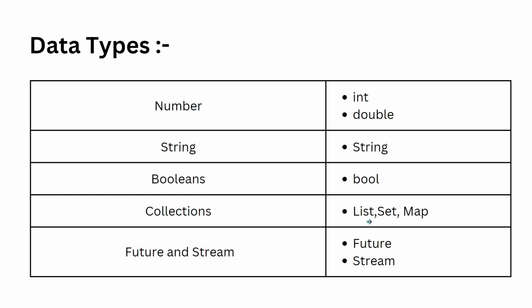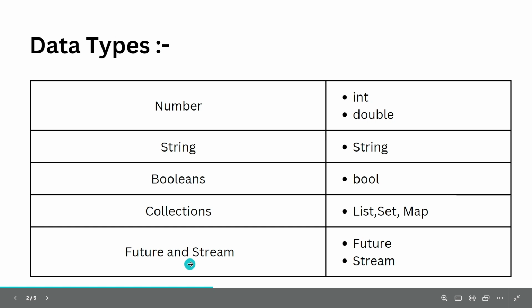List is used to store multiple values. Set is used to store unique values because inside a set there can't be duplicate values. And for map, we can store the values in a key value pair. Okay. And the next one is future and stream.